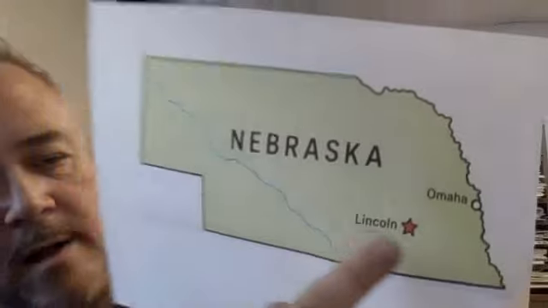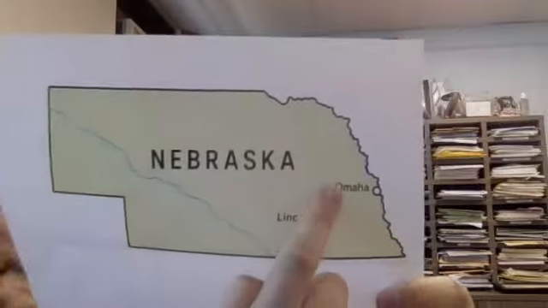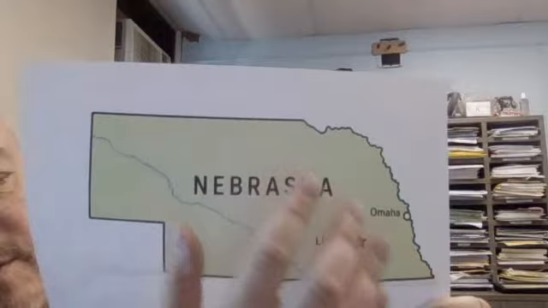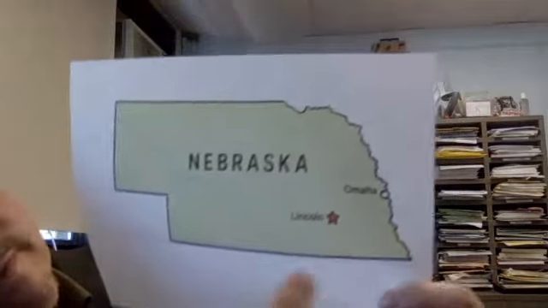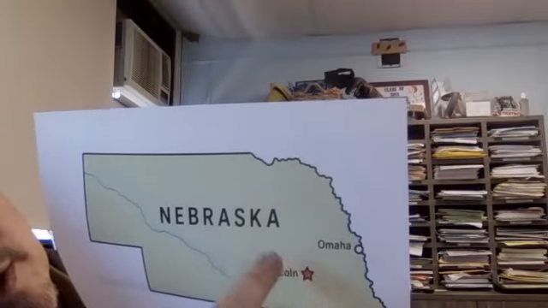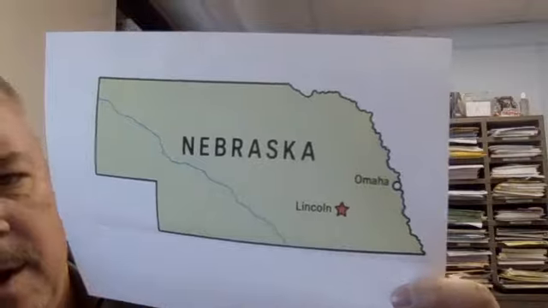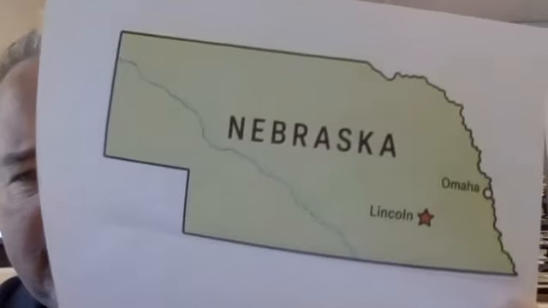So, the people of Nebraska used to have their capital in a place called Omaha. But Omaha was really far out in the east, and a lot of the people lived closer this way. So they wanted to move the capital closer to where the people were. They moved it here, and it actually had a different name. But then when Abraham Lincoln was assassinated, they wanted to honor him by naming the capital of their state, you guessed it, Lincoln. Okay, so there you have it.